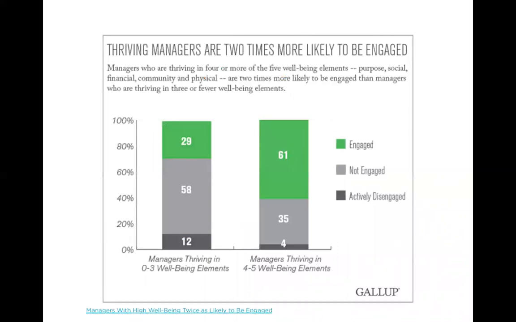Another great Gallup poll shows that thriving managers are two times more likely to be engaged if you have these five elements within your well-being, health, and safety programming, and that's social, purpose, financial, community, and physical.